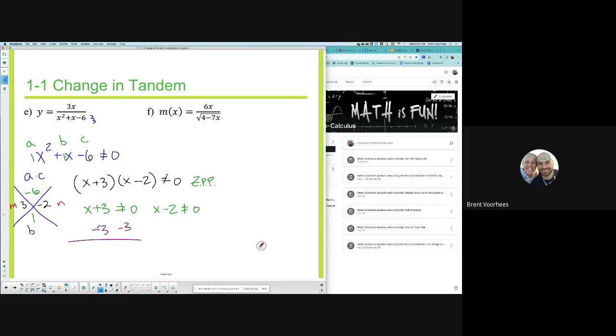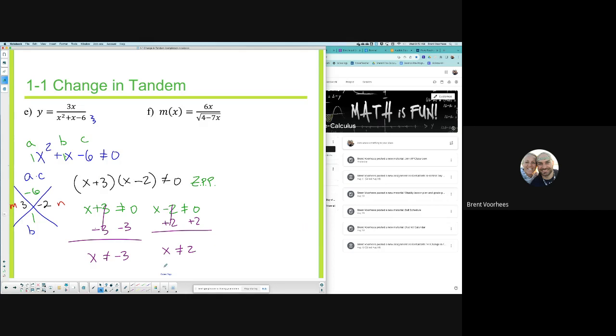Minus 3. So that's the opposite. That was being added by 3, so I'm subtracting 3. I'm left with x cannot equal negative 3. And then what about over here? What's the opposite of subtracting 2? Add 2. So x cannot equal 2.